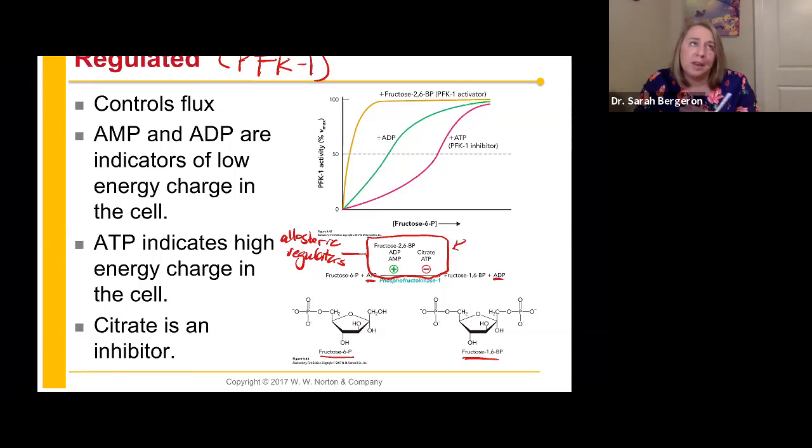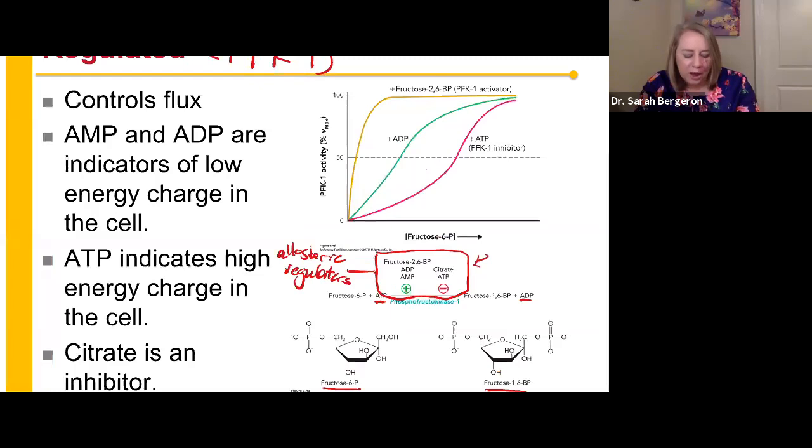Citrate is another inhibitor. And citrate accumulates when your citric acid cycle is inhibited. And so if you're going to inhibit citric acid cycle, you kind of want to inhibit glycolysis as well. But we'll talk about how those are all interrelated once we talk about more of the pathways.